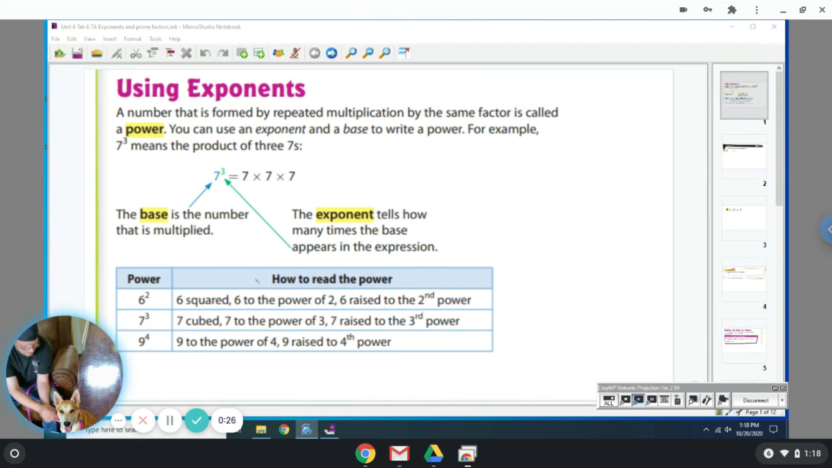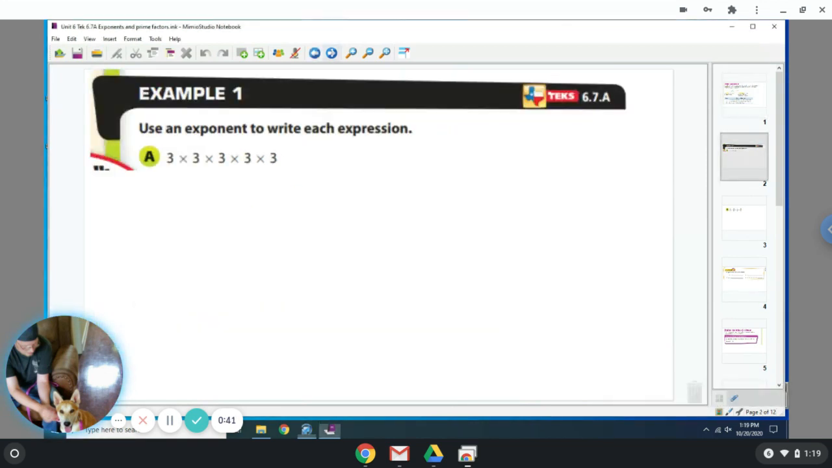And there are certain ways to read it. 6 to the second power can be 6 squared, or 6 to the power of 2, or 6 raised to the second power. Generally, you'll just say something like 7 to the power of 3, or 9 to the power of 4. That way you don't get confused.